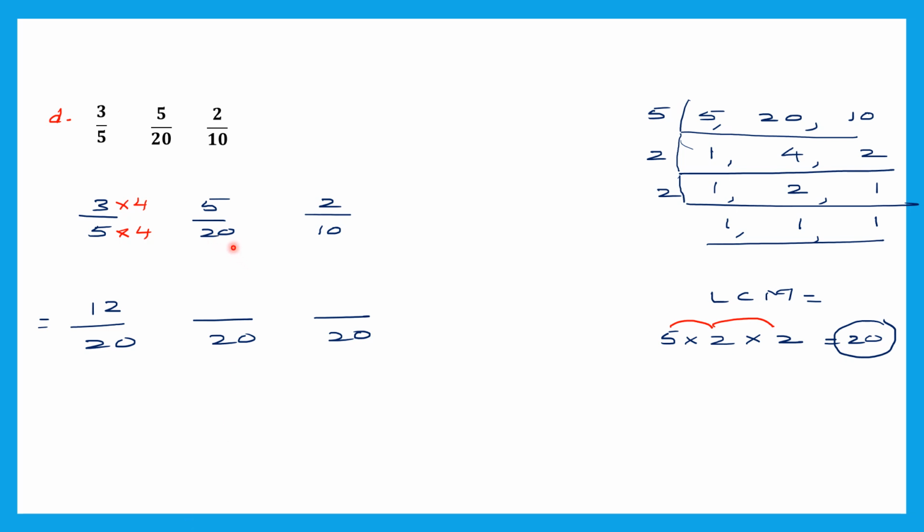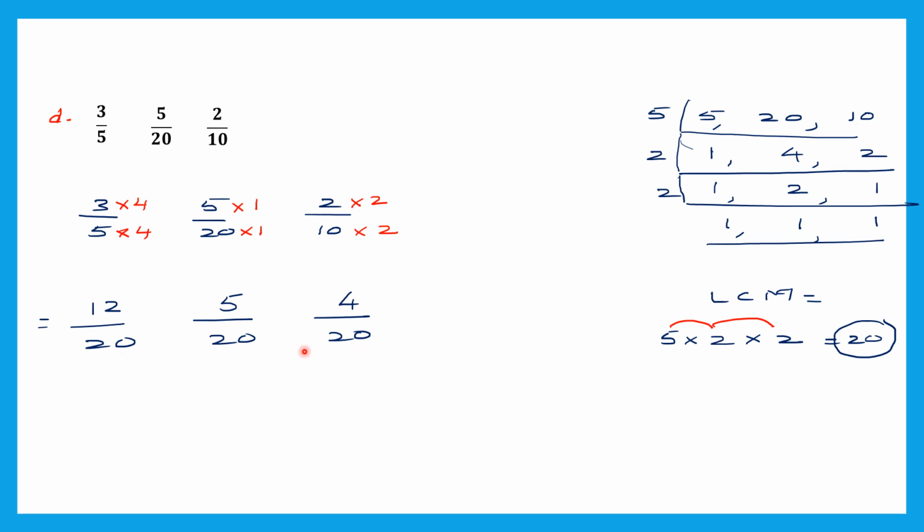Go to the second one. 20 is the denominator. Here also it's 20. That means 20 times 1. 20 into 1 is 20. So multiply 5 also by 1. 5 ones are 5. Go to the next one. Here we have 10. 10 has become 20. 10 twos are 20. So multiply this also by 2. 2 twos are 4. So now can you see we have three fractions. They're all like fractions because denominators are the same.